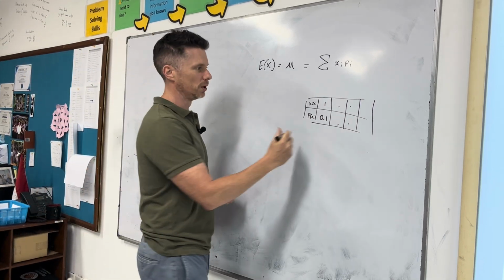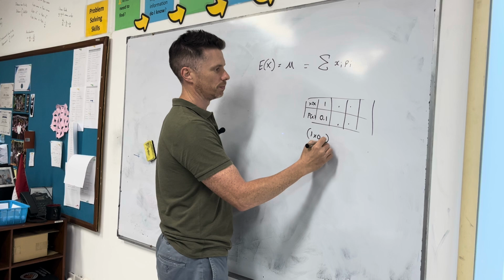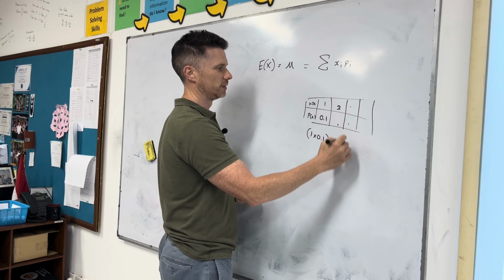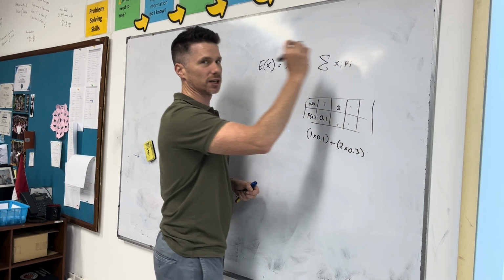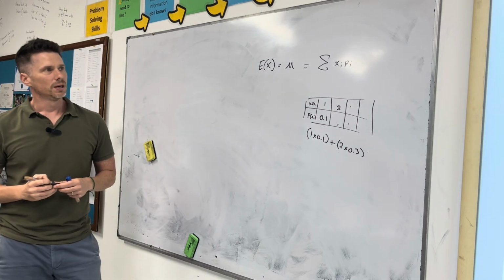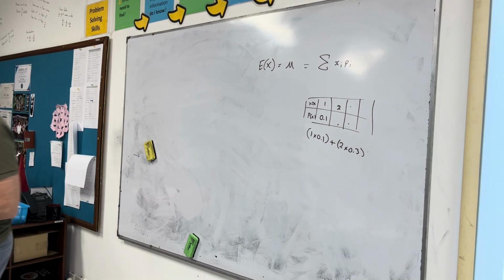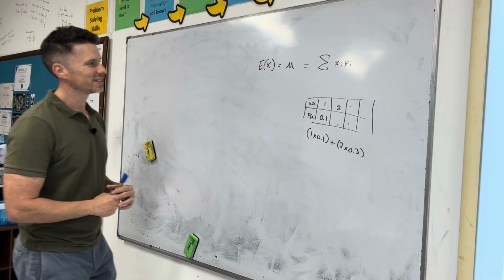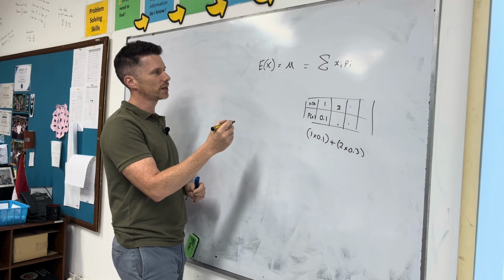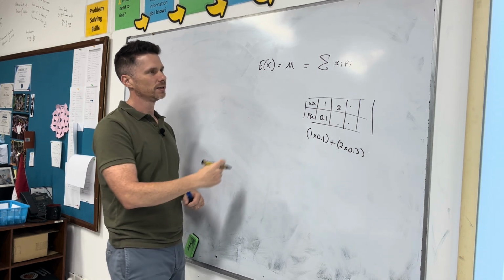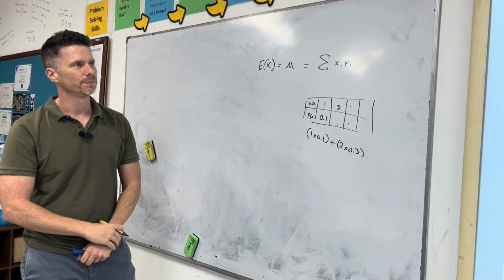We're just going to add up 1 times 0.1 plus 2 times 0.3, and that's going to give us the expected value. Is that the same as this? Yes. Okay. So that's expected value. Another name for a mean.